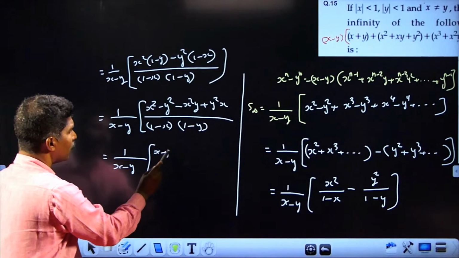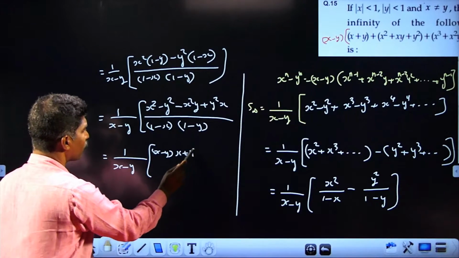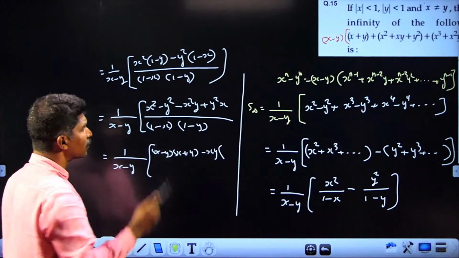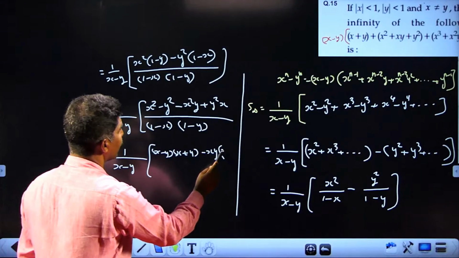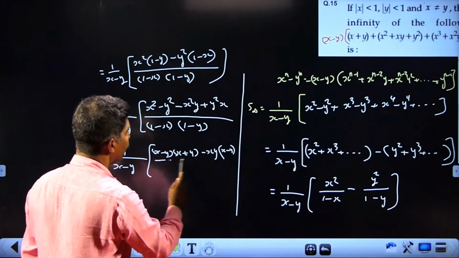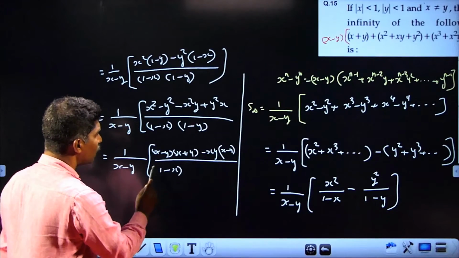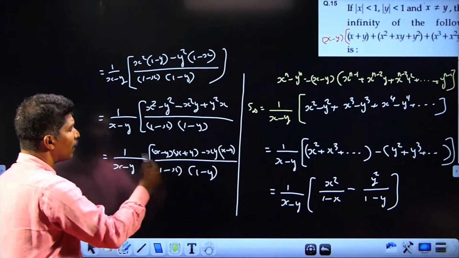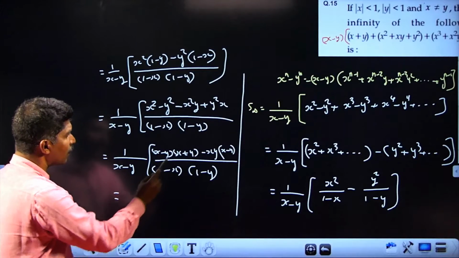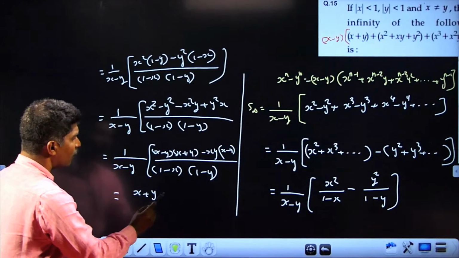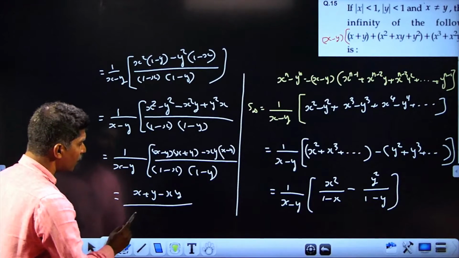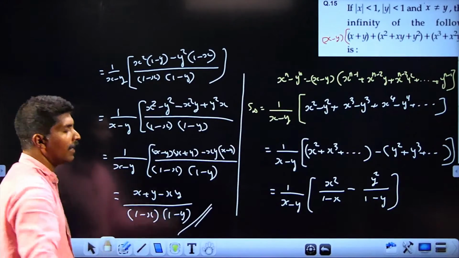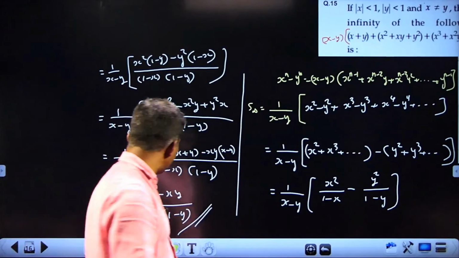(x minus y) into (x plus y), and you will take a minus xy outside, minus xy into (x minus y), divided by (1 minus x) into (1 minus y). And what is cancelling? (x minus y) is common, that is cancelled throughout. So what remains is (x plus y minus xy) divided by (1 minus x) into (1 minus y). That is the answer.